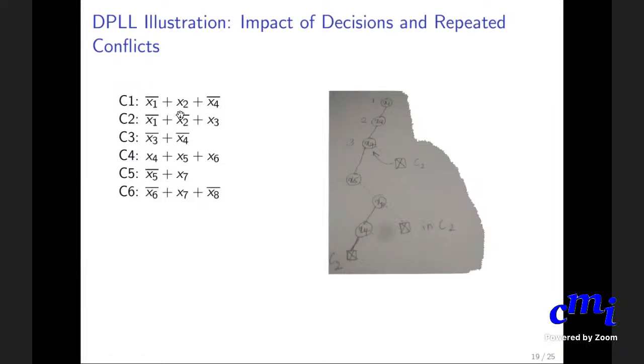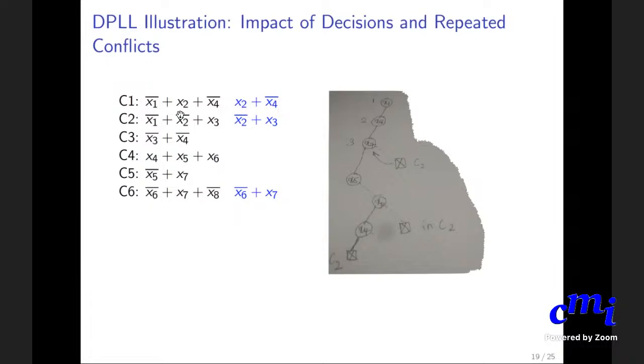After that, let's suppose instead of X4 to be 1, I chose X5 to be 0. And then if X5 is 0, what will happen? When X5 was 1, I still have to make a decision. So then I make X4 to be 0. Then I'll get the same kind of conflict.